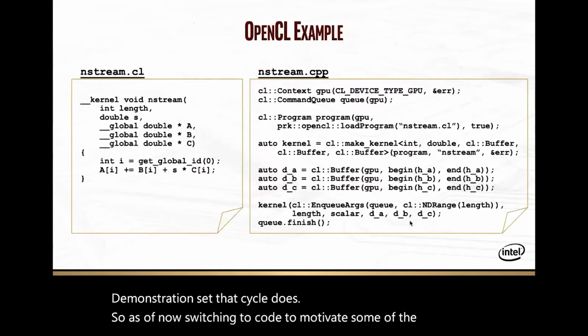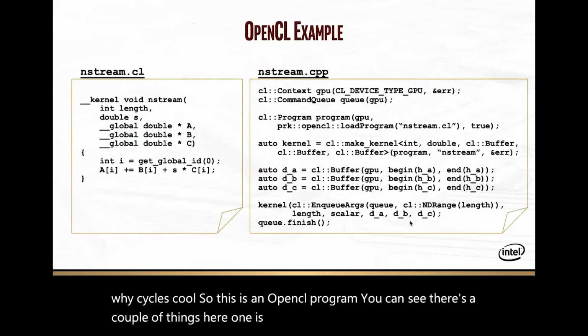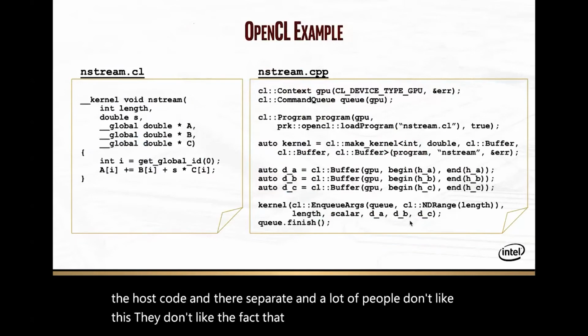So now switching to code to motivate some of why SYCL is cool. This is an OpenCL program. You can see there's a couple of things here. One is you've got the kernel and you've got the host code, and they're separate. And a lot of people don't like this. They don't like the fact that OpenCL kernels are either external files or strings, whatnot.